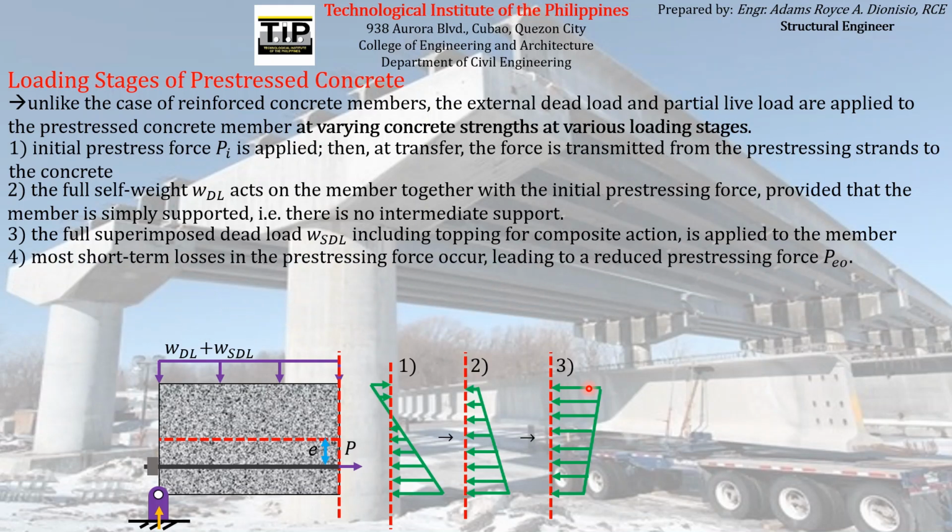And then after this particular stage, most short-term losses in the pre-stressing force occur, leading to a reduced pre-stressing force PO. At this stage, the immediate elastic losses, which are the elastic shortening of concrete and anchorage seating and pressure loss for the case of post-tension elements, are now being experienced by the pre-stressing reinforcement, thereby producing a lesser magnitude of stresses coming from the pre-stressing force itself.